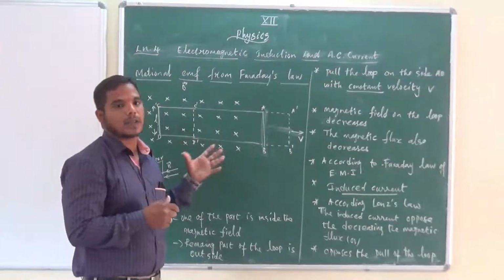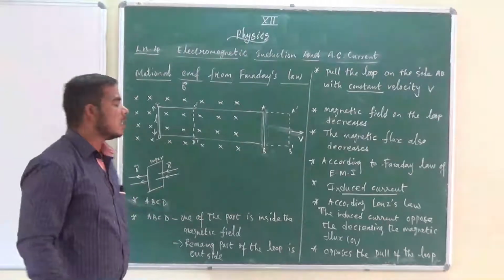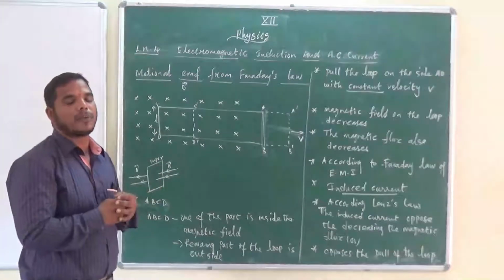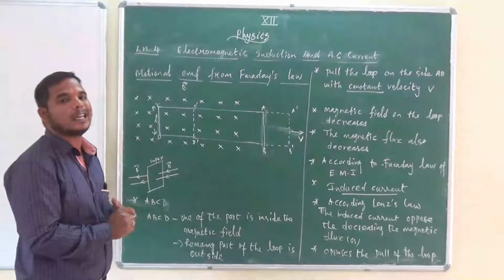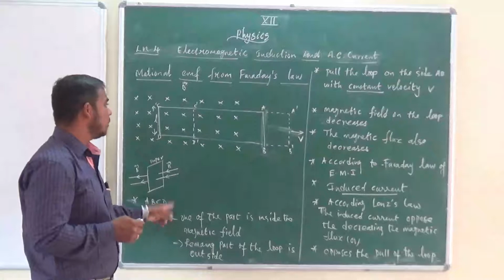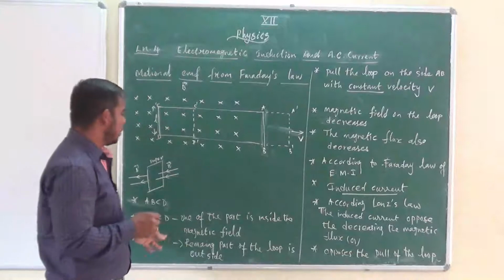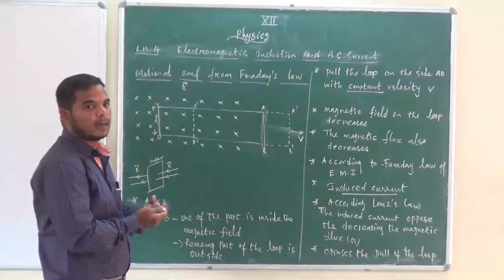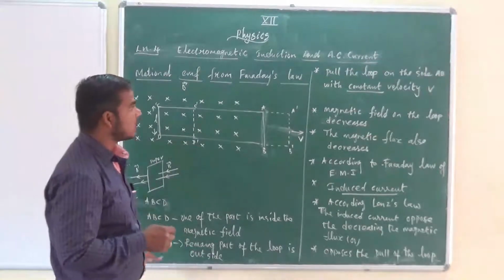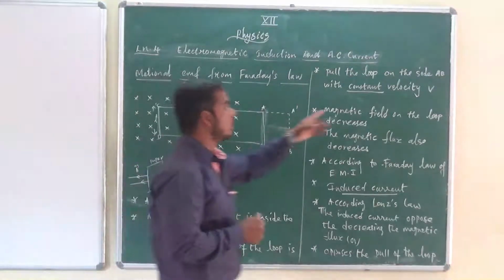What happened? It stopped. So once again, motional EMF from Faraday's laws. I will consider a uniform magnetic field in the plane of the paper, acting perpendicularly inward into the paper. And I will take a rectangular loop ABCD. One part of the loop is inside the magnetic field and the remaining part is outside of the magnetic field, where the loop is not present in the field. Next, I want to pull the loop with a constant velocity v.